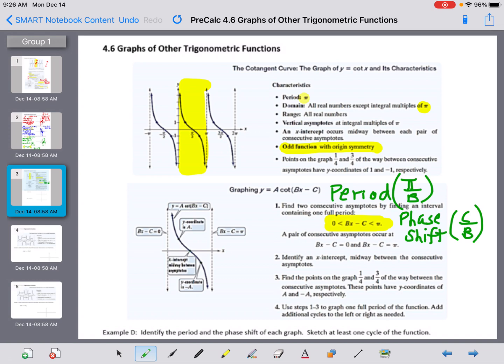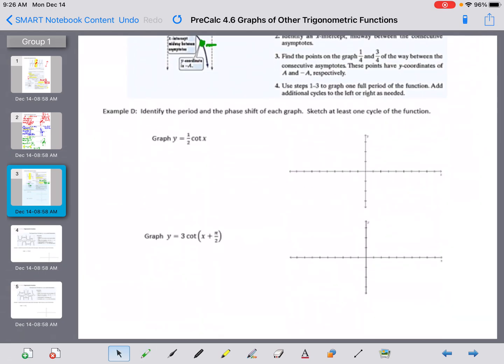We're going to go halfway between again with that x-intercept. We're going to get our points on either side of it. The normal, remember, starts up high and goes down low at our A and our negative A, okay? So just remember that's our normal unless there is some change between amplitudes or between periods or phase shift and so on, okay? So let's go ahead and graph some of these so we can see these.